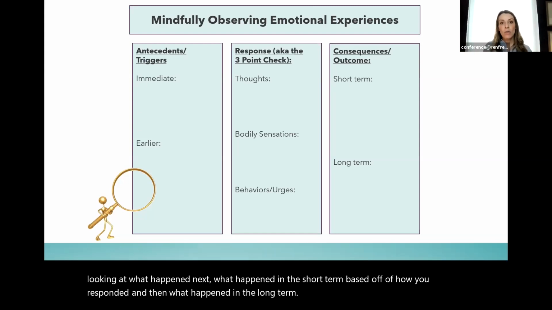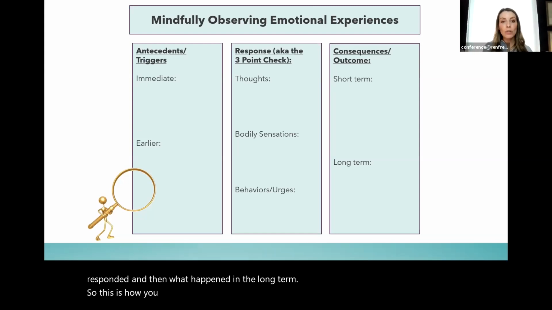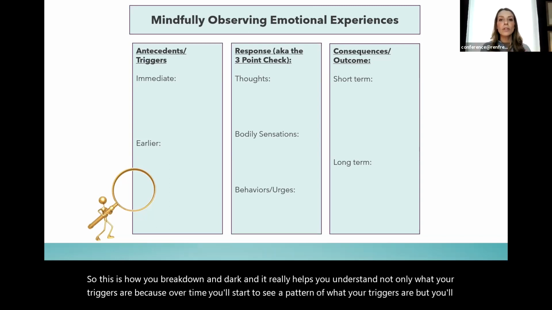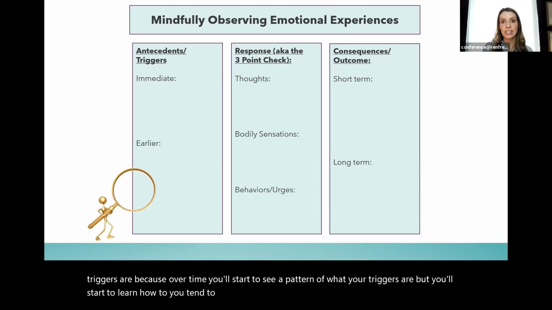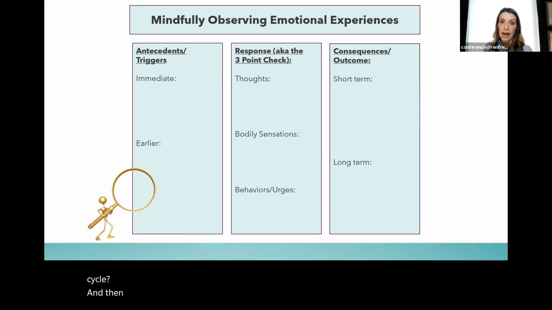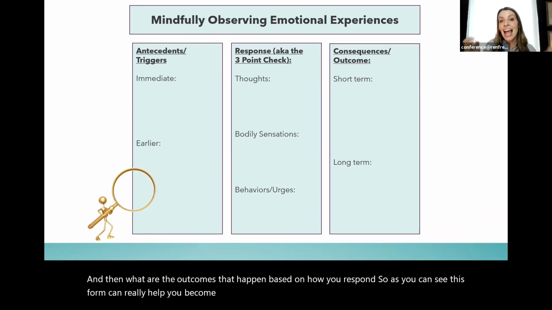So this is how you break down an ARC, and it really helps you understand not only what your triggers are, because over time you'll start to see a pattern of what your triggers are, but you'll start to learn how you tend to interpret certain situations and how you tend to respond. What are the avoidance strategies that maybe you use over and over again and get stuck in that cycle? And then what are the outcomes that happen based on how you respond? So as you can see, this form can really help you become a master, an expert of your own emotional patterns.